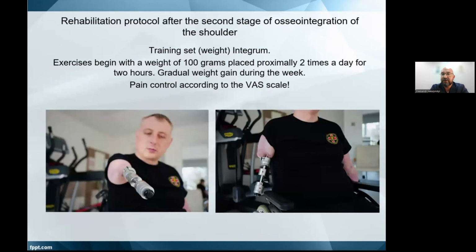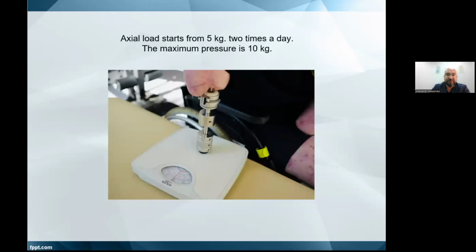Rehabilitation protocol after the second stage of osseointegration of the shoulder. You can see the training set, Integrum. Exercises begin with a weight of 100 grams placed approximately 2 times a day for 2 hours. Gradual weight gain during the week. Pain control according to the VAS scale. Actual load starts from 5 kilograms 2 times a day. The maximum pressure is 10 kilograms.